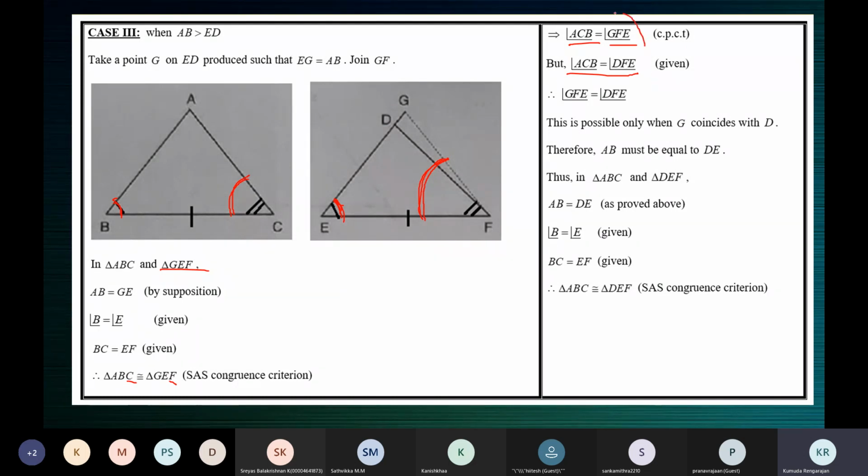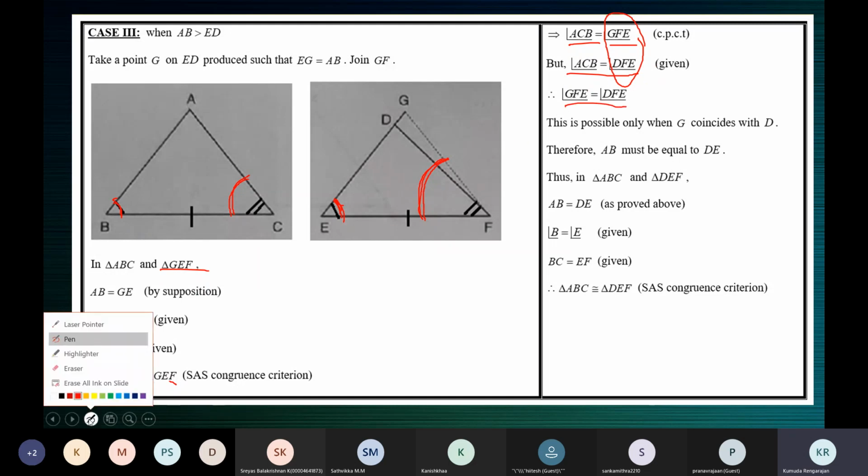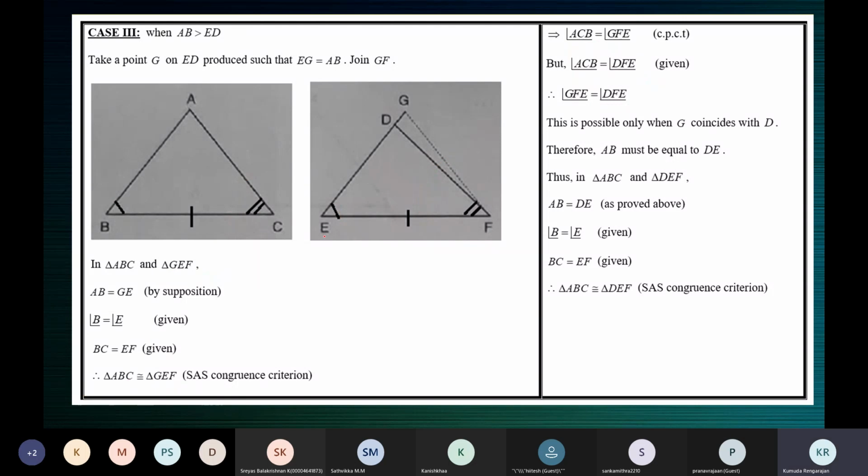So when you look at these two results, we understand that angle GFE is equal to angle DFE. What is that? GFE is this angle, is equal to DFE. How is this possible? How can these two angles be equal? This one looks larger than this one. But we've got the result that GFE is equal to DFE.